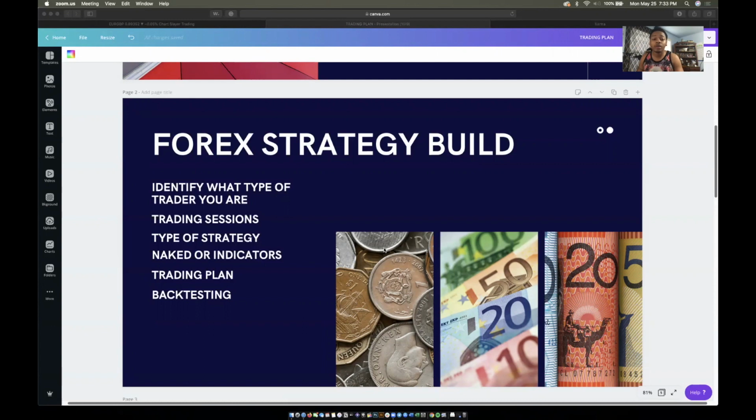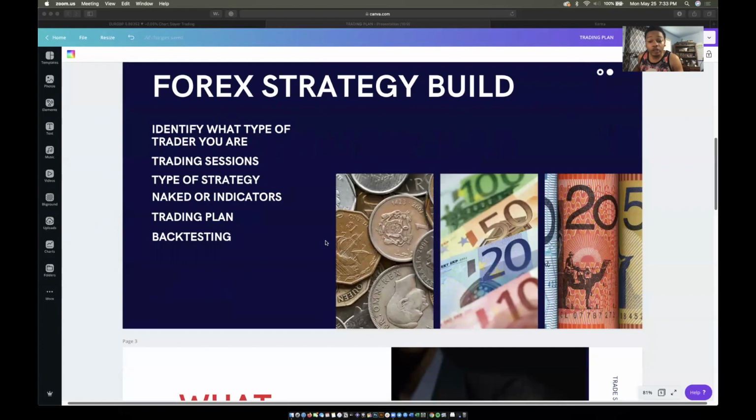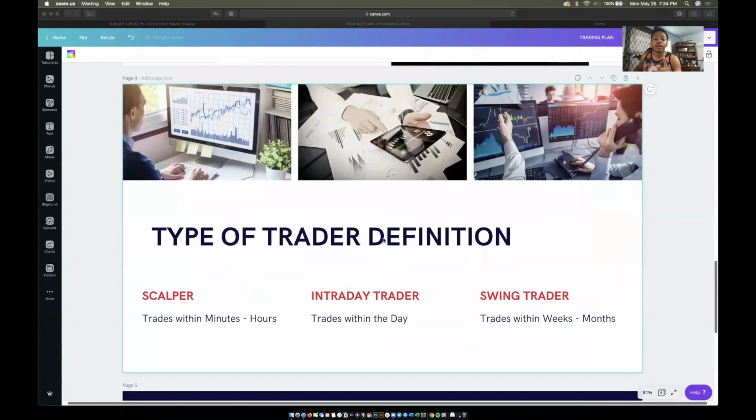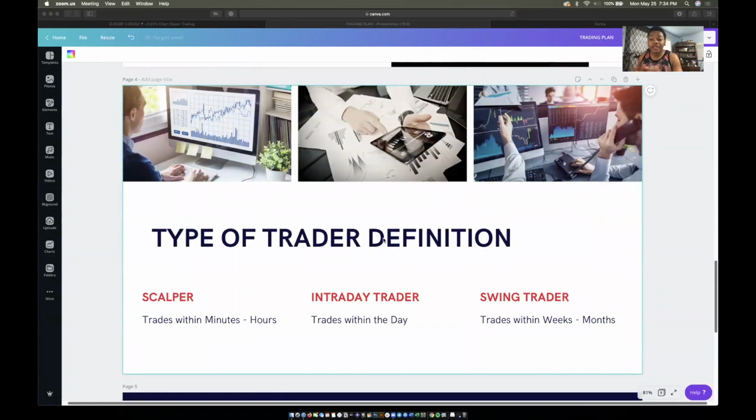So the first thing we're going to be talking about in detail is identifying what type of trader you want to be. But first we need to know what type of traders there are, right? The three types of traders are scalpers, intraday traders, and swing traders. Now, the definition of each type, and how do you utilize them correctly? A scalper is usually a trader who's in trades within minutes to maybe a couple of hours. They're not in there long, they're in and out, like they want their money now. Intraday traders are usually traders who are in trades within the day, right?